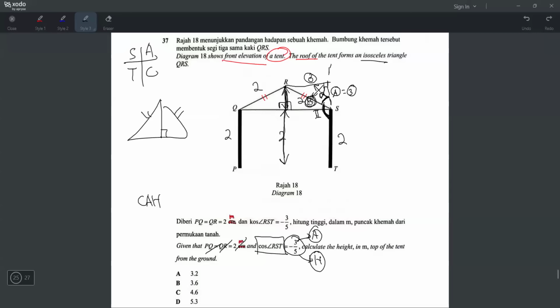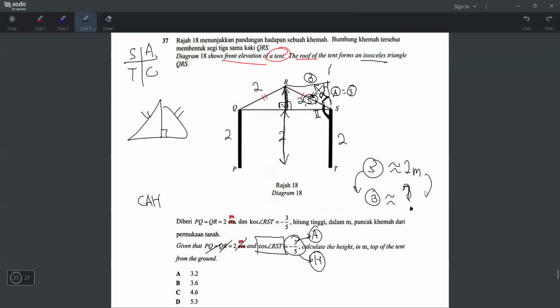But do you remember this is 2 meters? The hypotenuse is 2 meters, right? The hypotenuse is 2 meters, but the ratio is 5. So imagine, ratio 5 is 2 meters. So what is ratio 3 then?